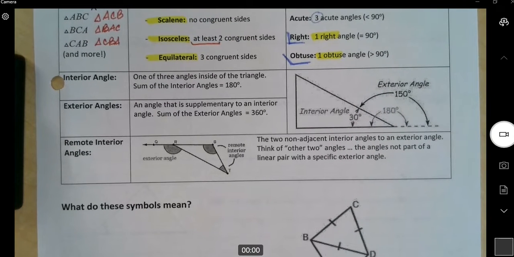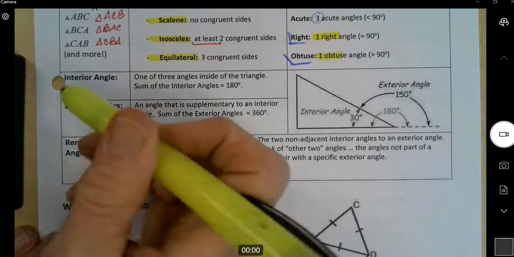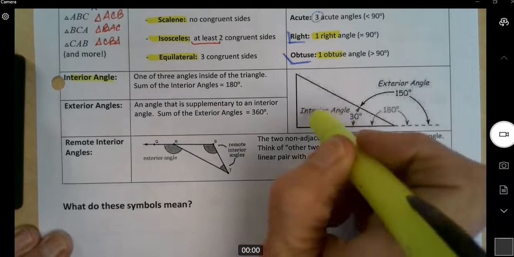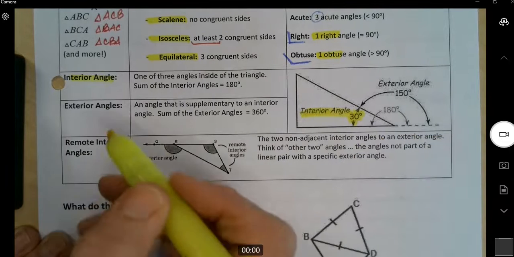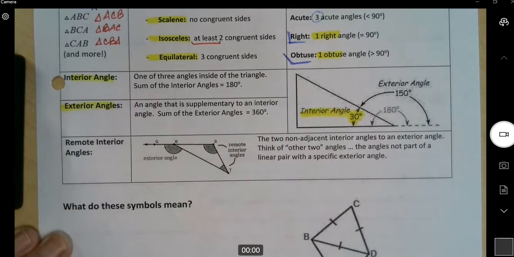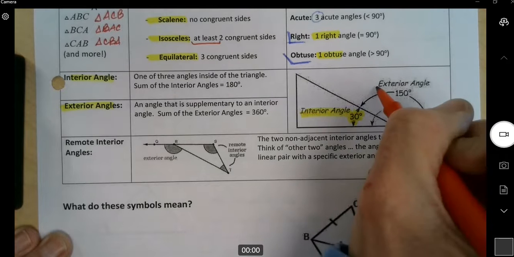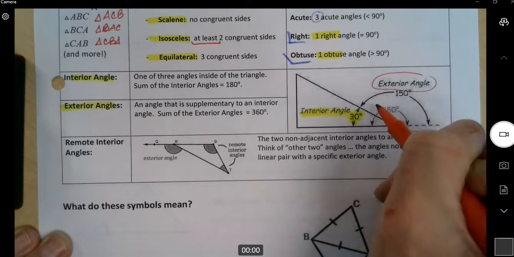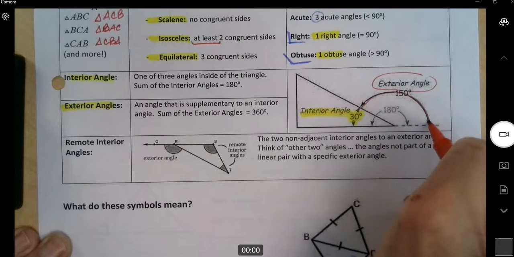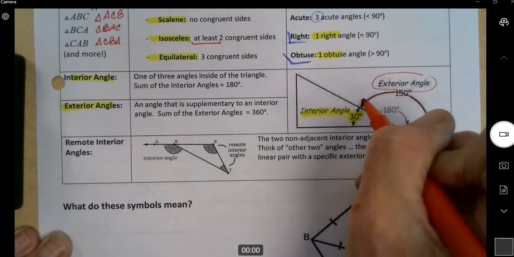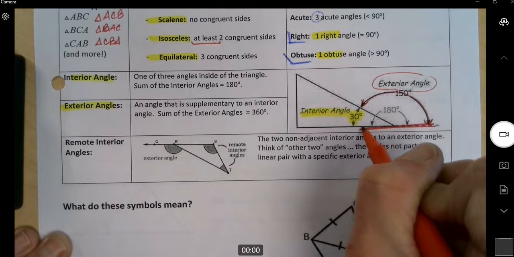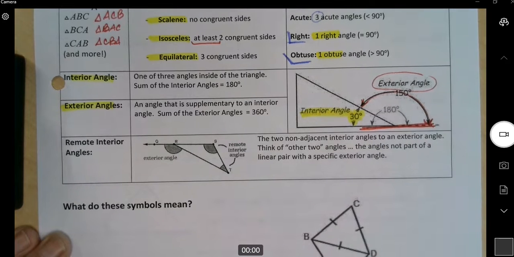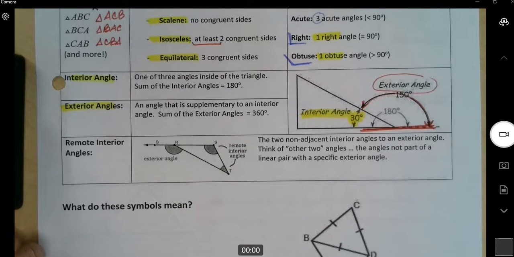Okay, come back. All right, interior angles are angles that are on the inside of the triangle. That's nothing new. Exterior angles are going to be these angles that are outside of your triangle. We get an exterior angle by extending one of our side lengths. So when we extend the side lengths, we end up with an exterior angle. We're going to talk more about that in a minute.